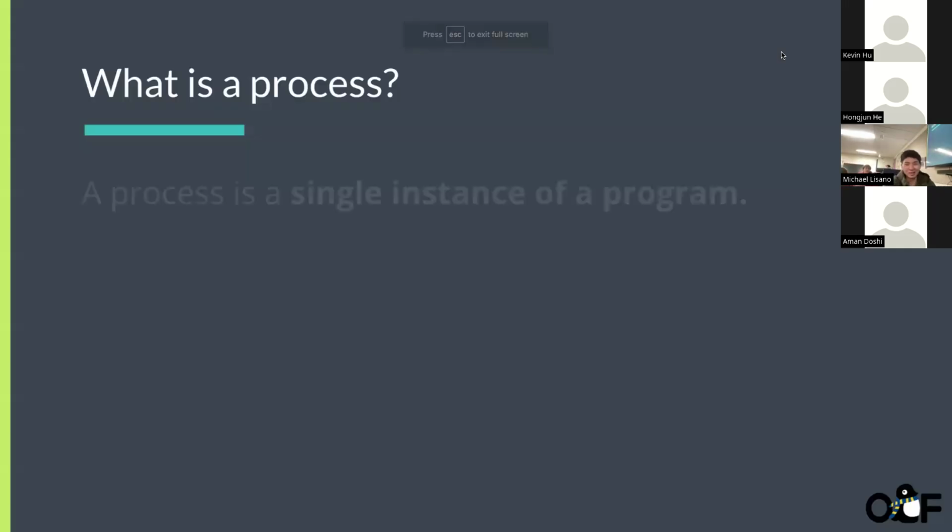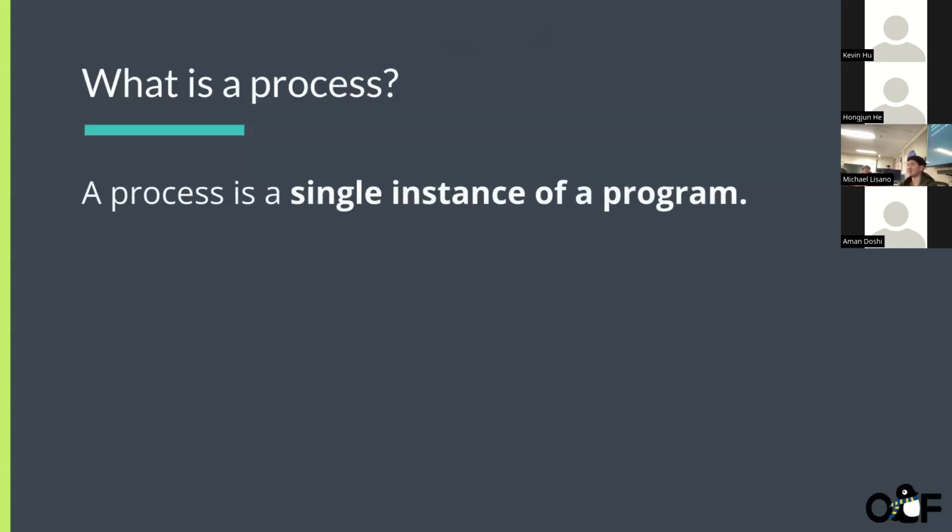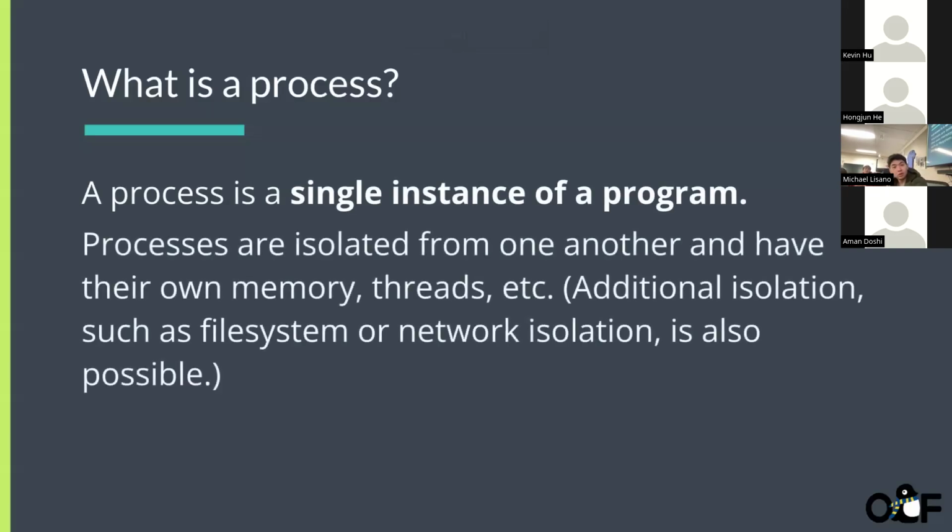Okay, so what is a process? A process is essentially a single instance of a program. I think you asked about processes versus jobs. I believe this is the same definition as a job, essentially one instance of a program that is being run at a certain time. They're usually isolated from one another and have their own memory, their own threads, etc. Certain resources are allocated to a process, and then the process does what it can with those resources.